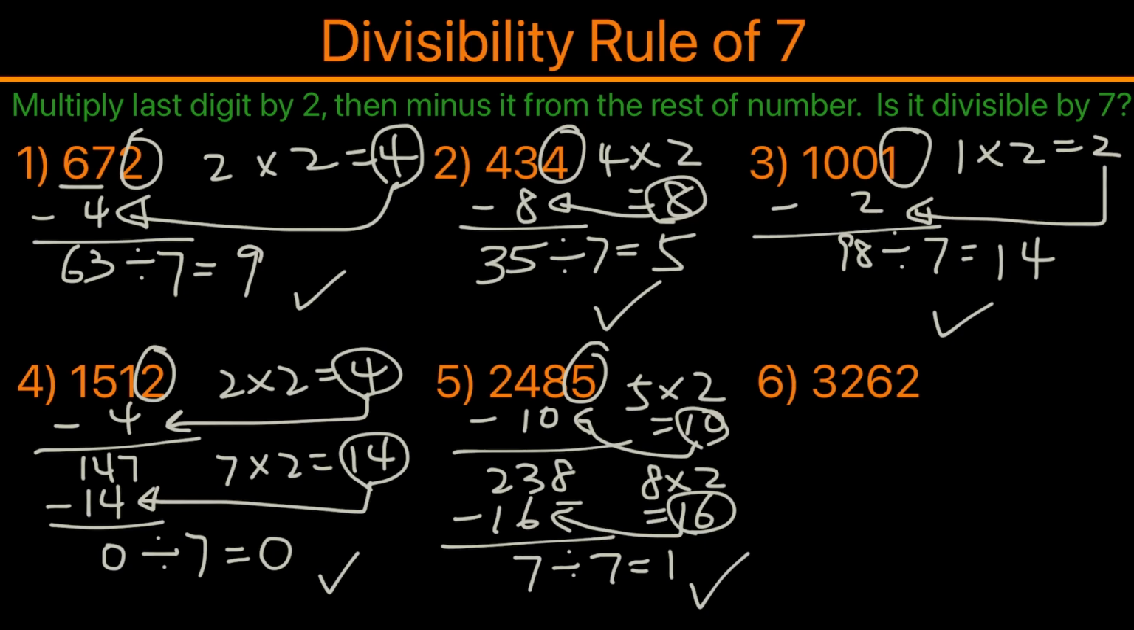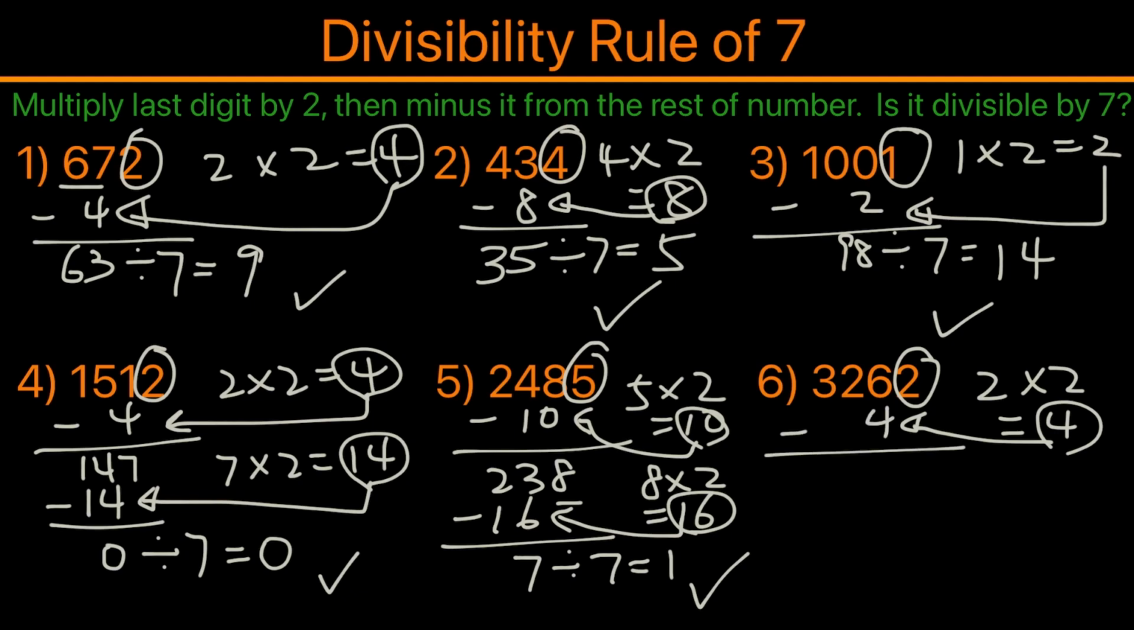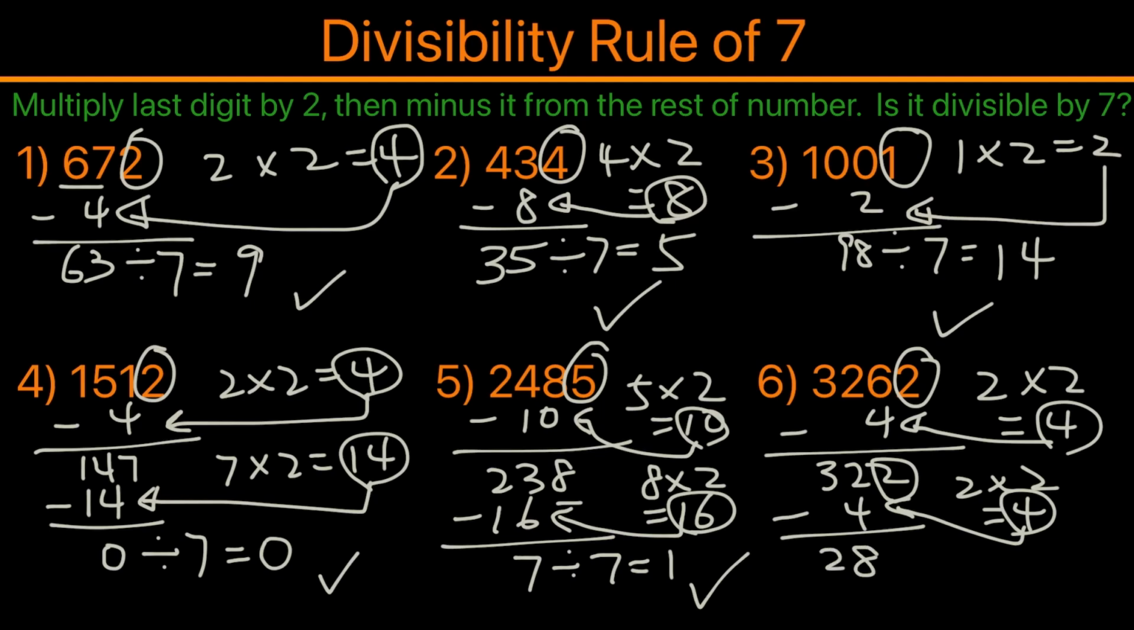Now for the last example, 3262. Taking the 2 times 2 equals 4. Then I'm going to move it right here. That gives us 322. Then we're going to take the 2, multiply by 2 again, equals 4. So 32 minus 4 is 28. And 28 divided by 7 is 4. So that also checks out.